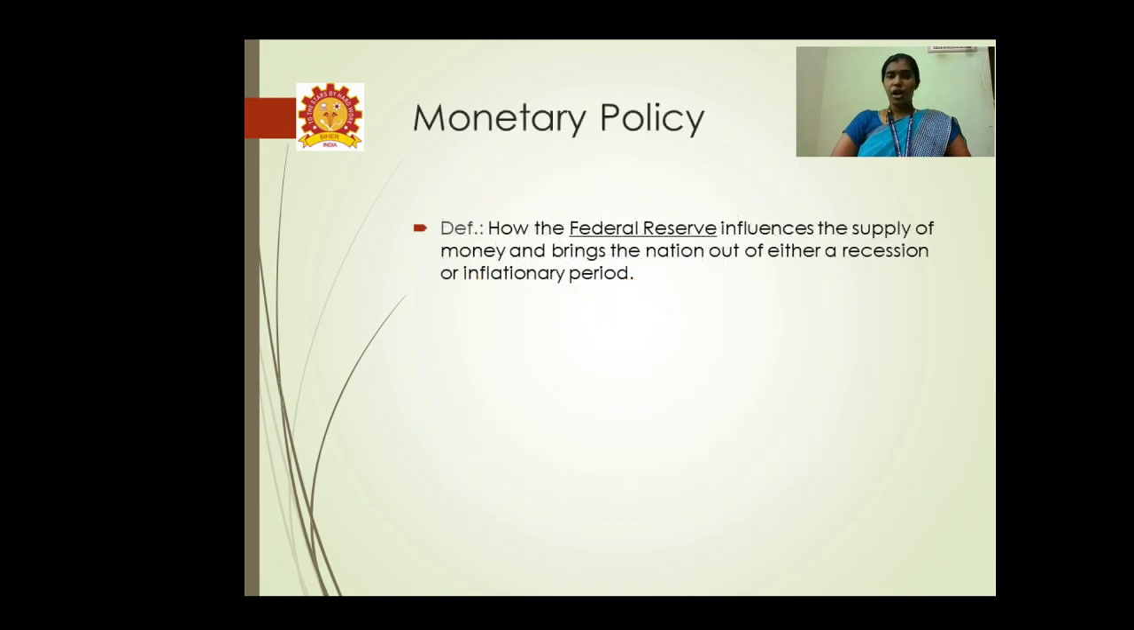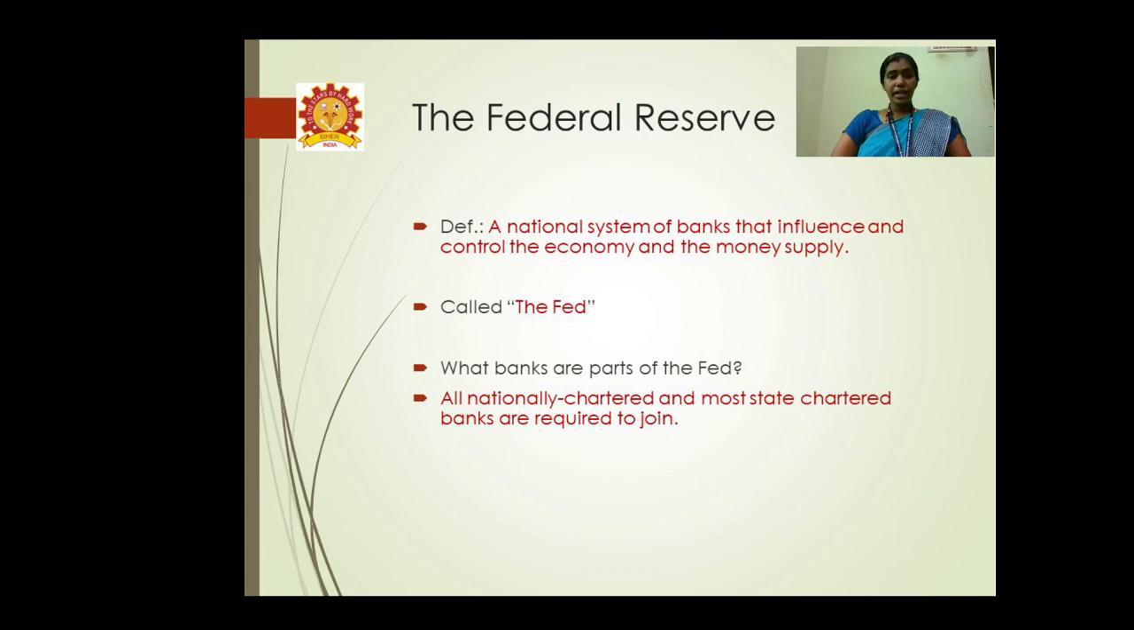Monetary policy definition. How the Federal Reserve influences the supply of money and brings the nation out of either a recession or an inflationary period. Federal Reserve: a national system of banks that influences and controls the economy and the money supply, called the Fed. What banks are part of the Fed? Monetary policy just means controlling the supply of money in the country. That is called monetary policy. So here the national system of banks influences and controls the economy and the money supply. Normally the Federal Reserve is called the Fed. All nationally chartered and most state chartered banks are required to join.